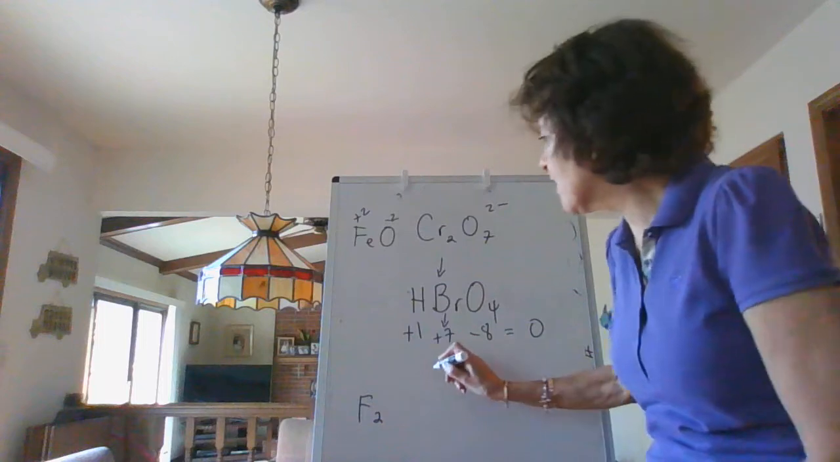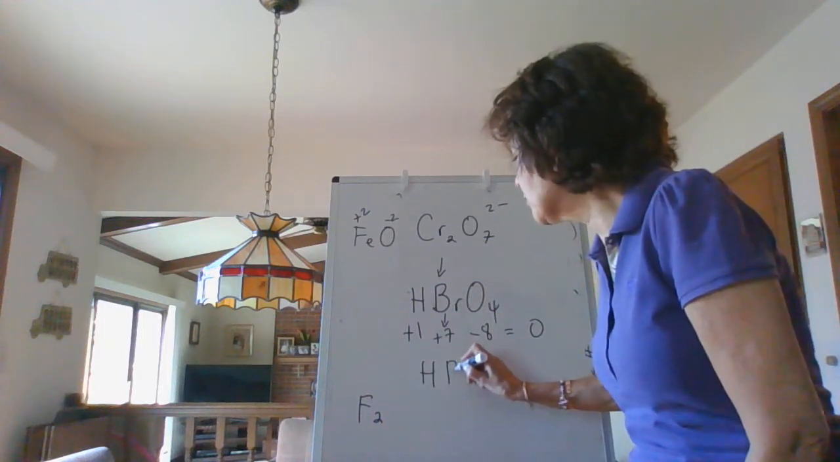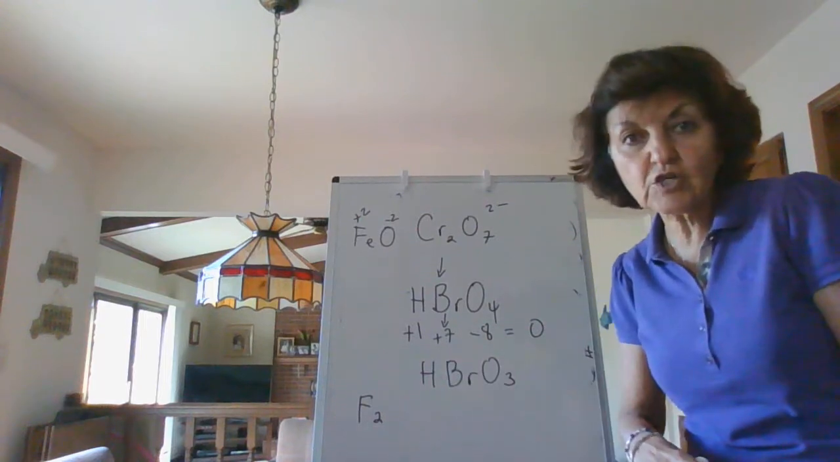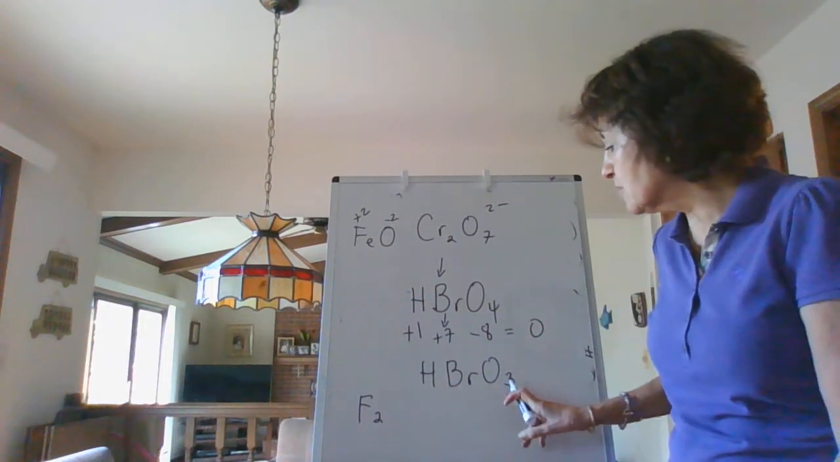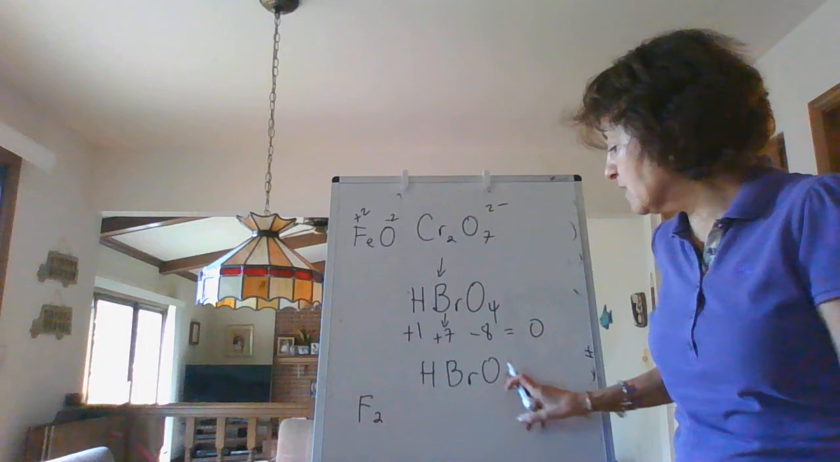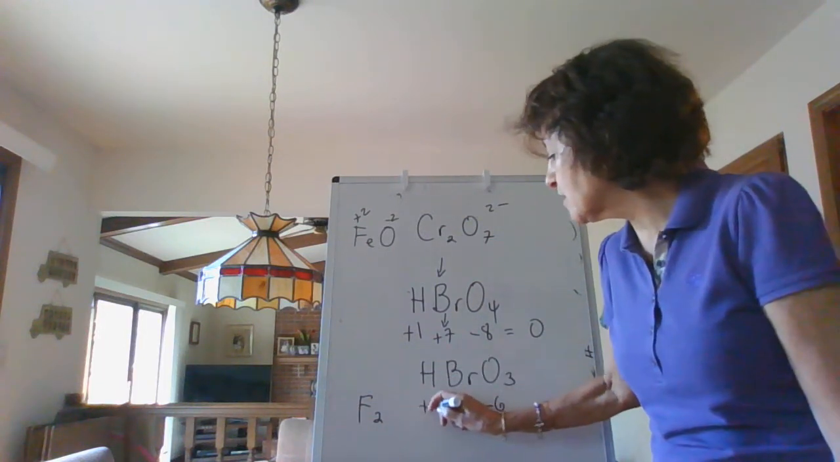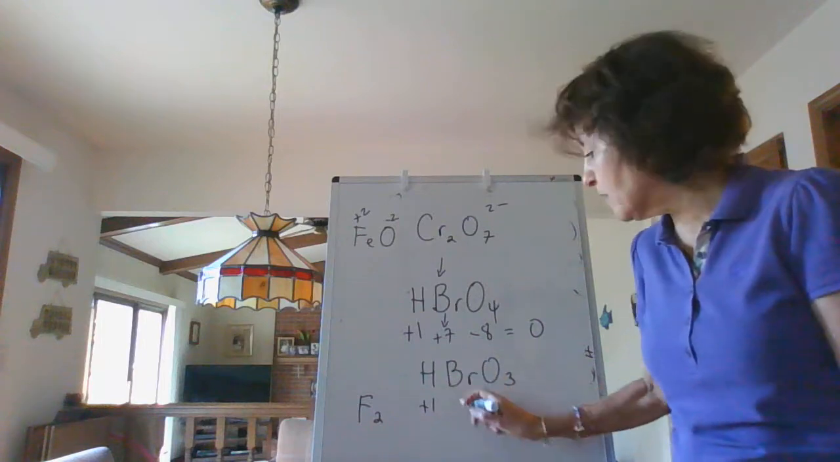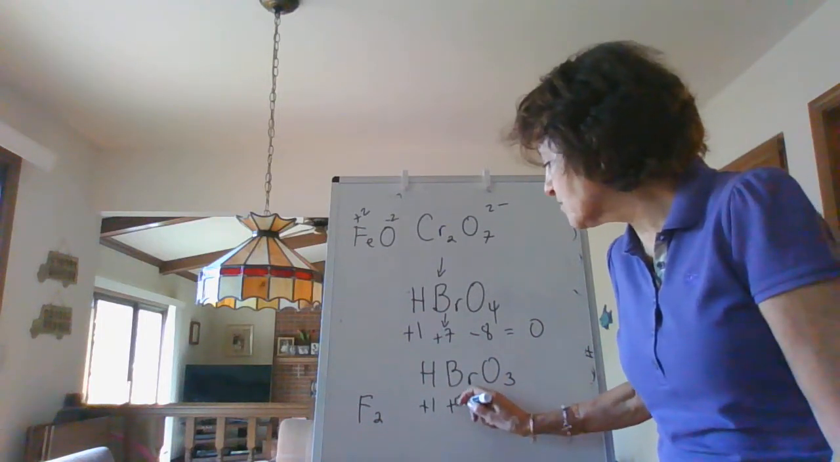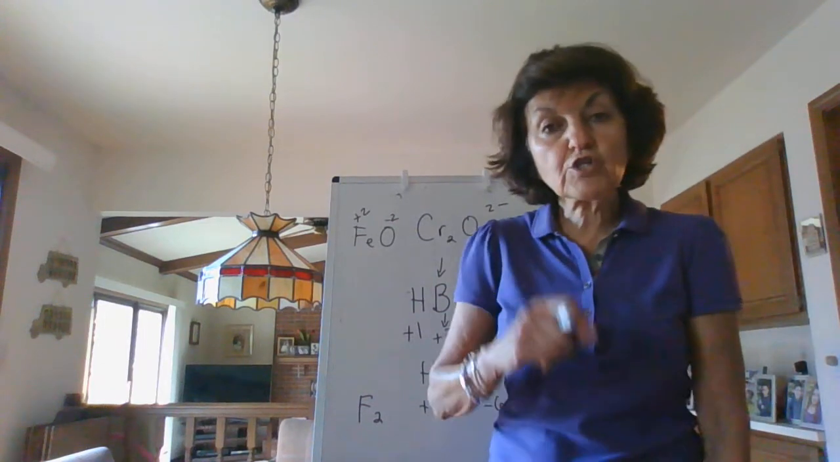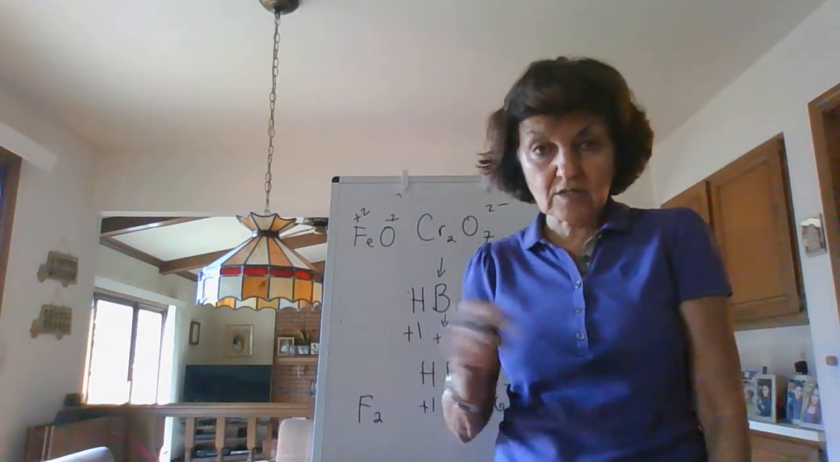Well, what if I now have bromic acid? Not perbromic, bromic acid. You're going to see how the bromine's oxidation number is going to change. Oxygen is -2 times 3 is -6. Hydrogen is +1. What would the bromine be over here? +5.